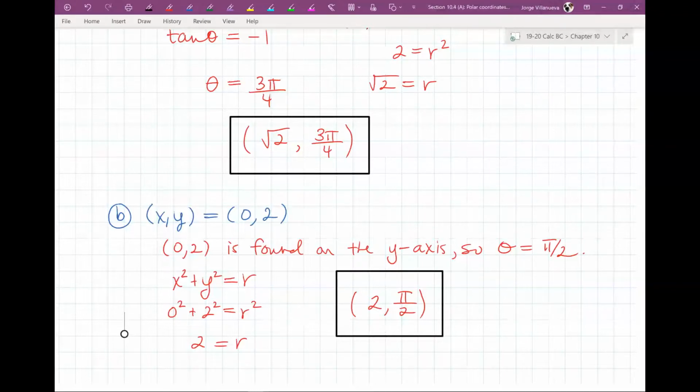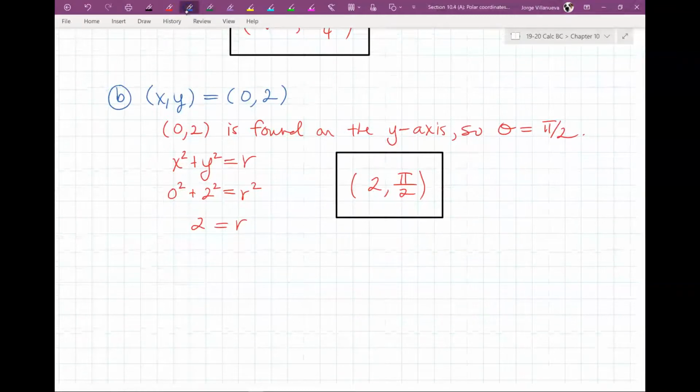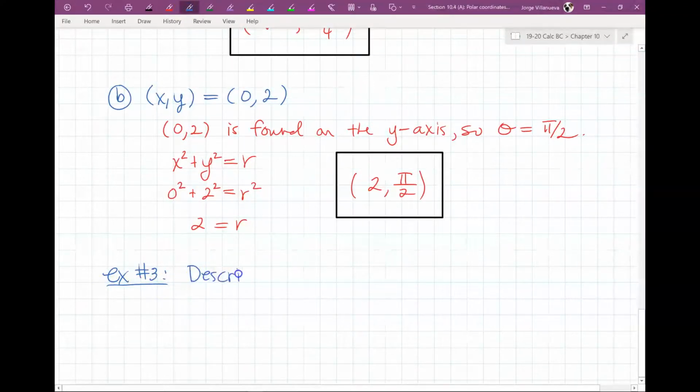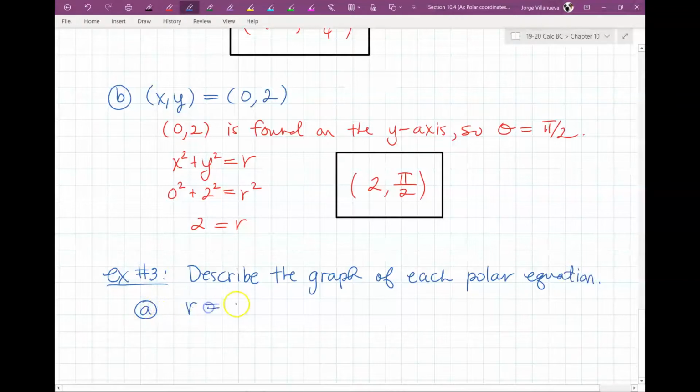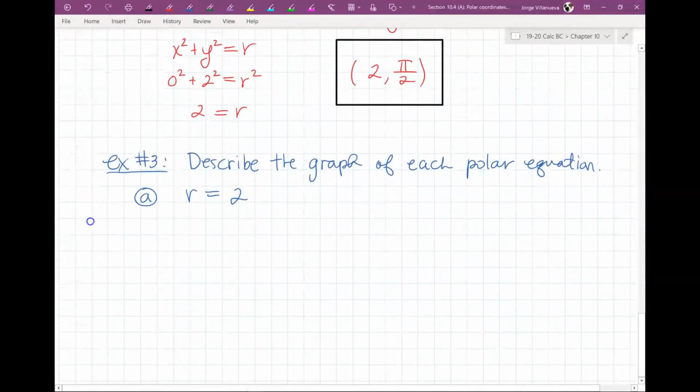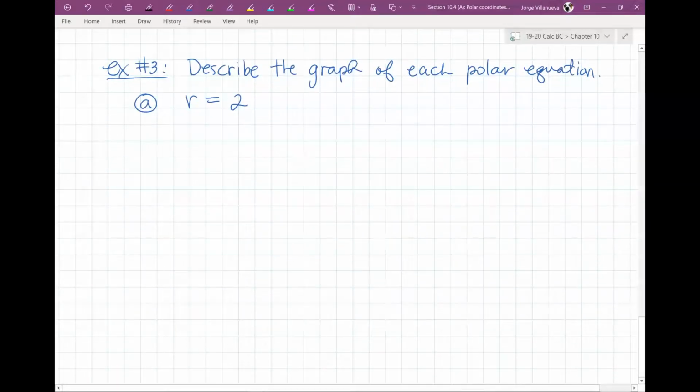Okay, so here's the last example for you guys, and this doesn't really have a lot of work to do. It's more you kind of thinking about it. Describe the graph, and the last one's a little tricky, I'll tell you that, of each polar equation. Okay, so we're going to start off easy. Now you might say that doesn't look that easy, but there's the first function, r equals 2.